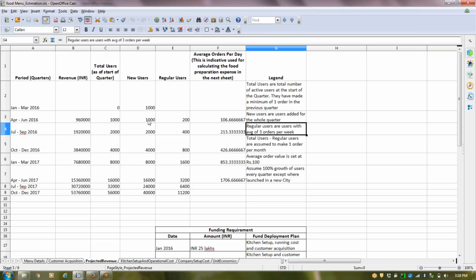And once you have 2,000 customers, how many do you think all 2,000 customers would order every day? Is that your assumption? If that is your assumption, then you're not very serious with your business plan. That's what it is, right?